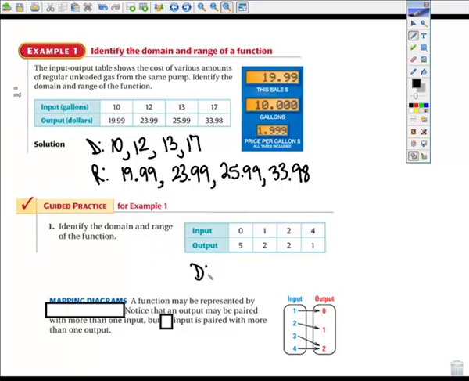Here's another example, identifying the domain and the range. So my domain are the inputs 0, 1, 2, and 4. And my range happened to be 5, 2, 2, and 1. And you might pause a little bit and say, well, I thought you said they couldn't repeat. Well, the output can repeat. I can have more than one input per output, but I cannot have multiple outputs for the same input.